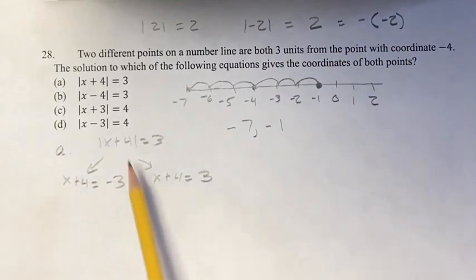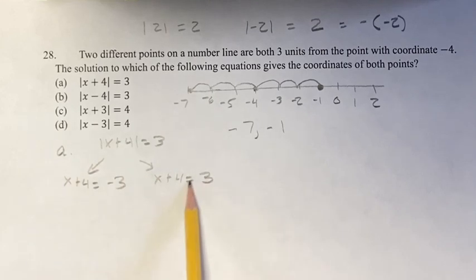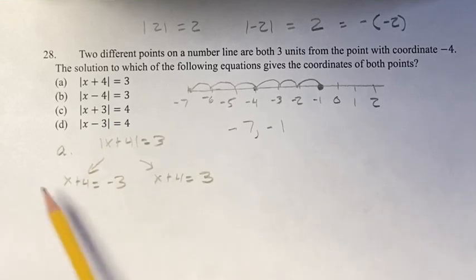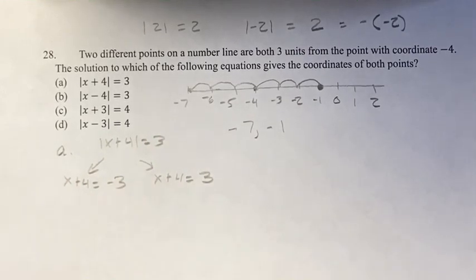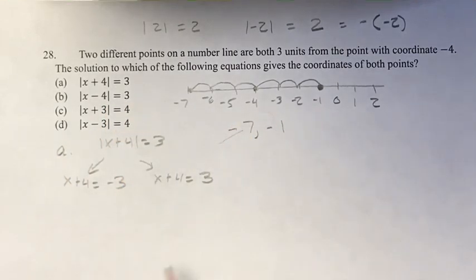So if x plus 4 is positive, then okay, fine, it's just equal to 3. But if it's negative, like -2 is negative, its absolute value is going to be the opposite of this number. So it's going to be -3. And we're going to do that with all of these problems until we get our answer, -7 and -1.